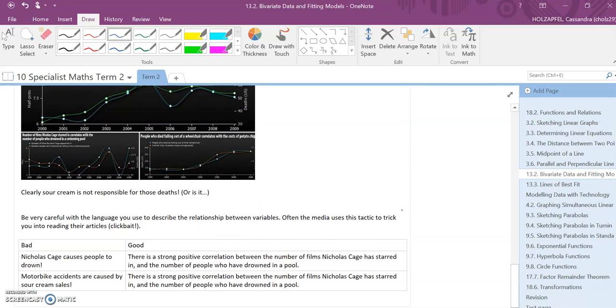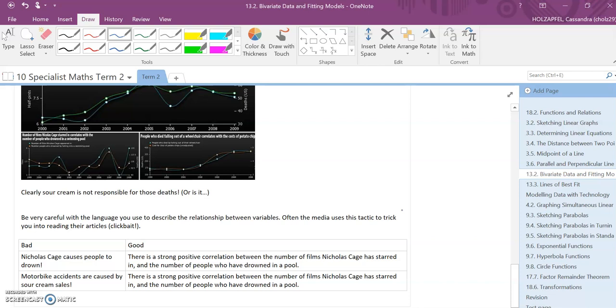Okay, so we need to be very careful with the language that we are using to describe the relationship between variables. Okay, so we can't say, for example, that Nick Cage causes people to drown. What we're going to use instead is the language: there is a strong positive correlation. So see how I've used that word strong? Okay, because that tells me how close it is to fitting that pattern. It's positive because it was going up as we went across, and it's a correlation because we don't know what's causing what or the other thing.